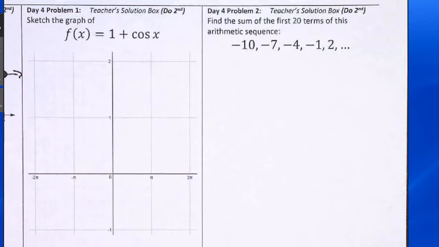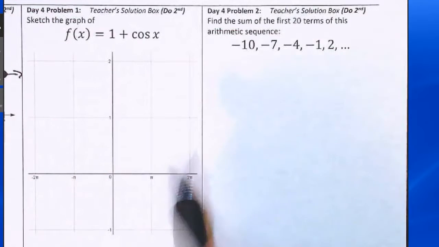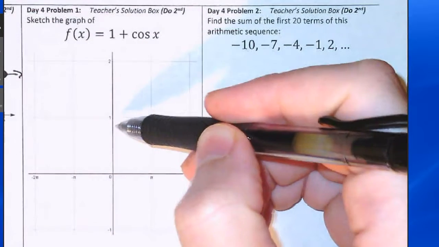Here's the answer to day 4, problem 1. Sketch the graph of f of x equals 1 plus the cosine of x. Along the x-axis, we're counting in intervals of pi radians, and the y-axis is counting by ones.